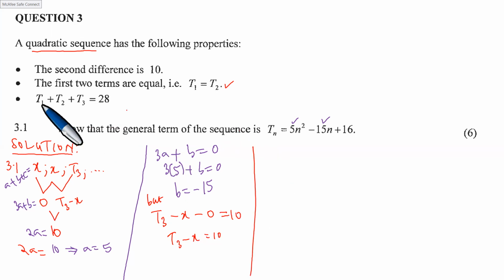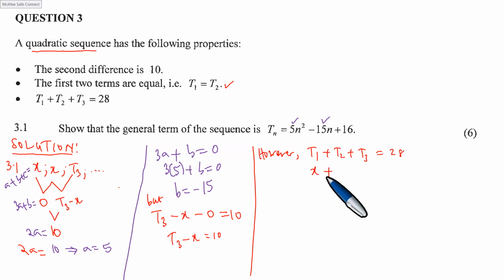Okay, we use this equation here. That's why they gave us this equation. However, we know that T1 plus T2 plus T3 is equal to what? 28. Okay, that's why they gave us this equation. What is term 1? Term 1 is only x. So we put x here.